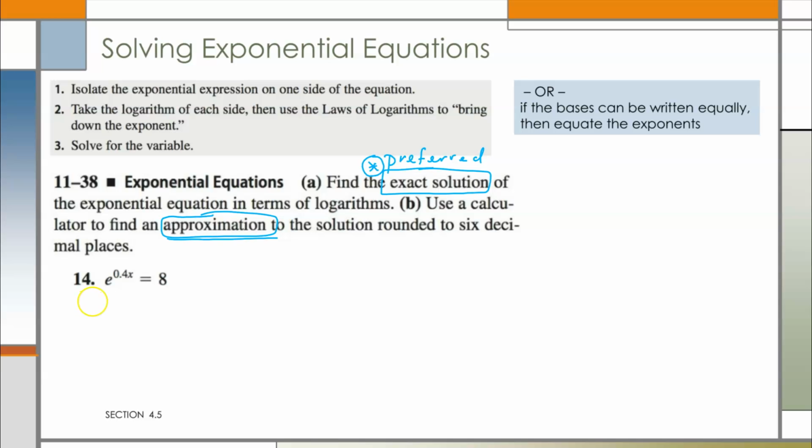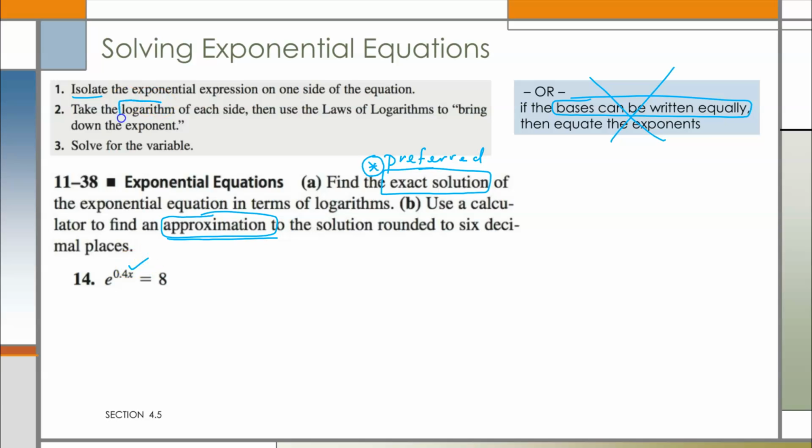Okay, can the bases be written in the same? Can the bases be written equally? Not in this case. There's no way we can make this 8 look like an e. So that second method is out. So let's look at the first method. We're going to isolate the exponential, already done.